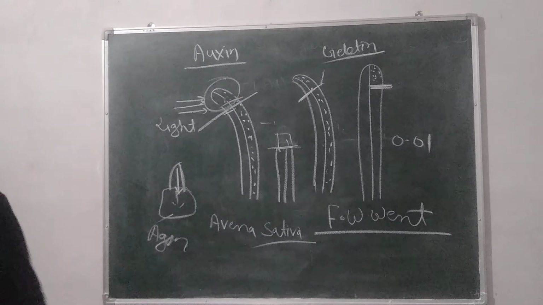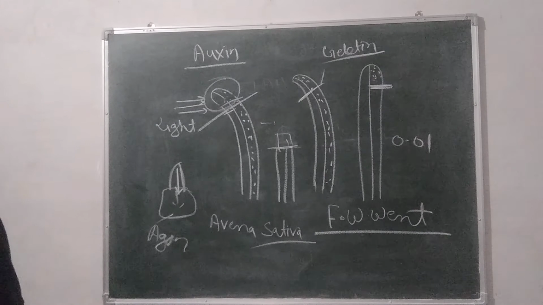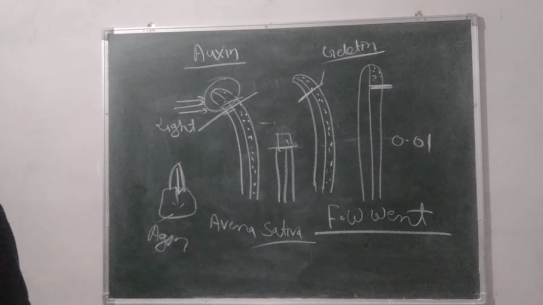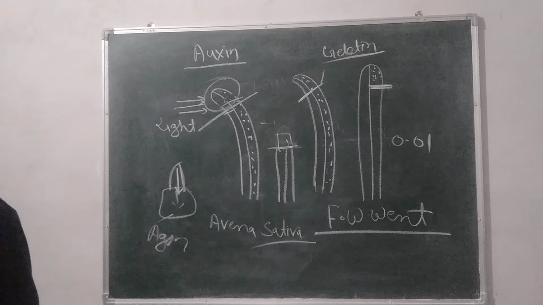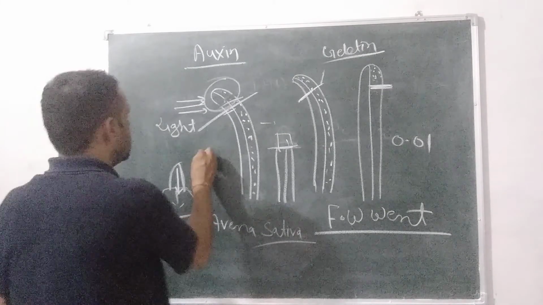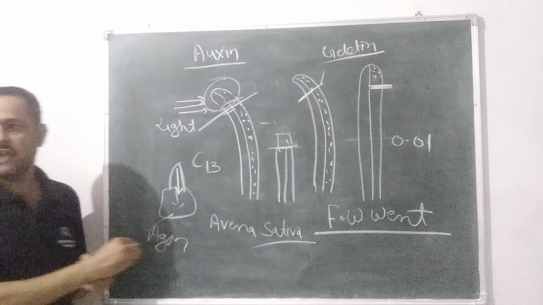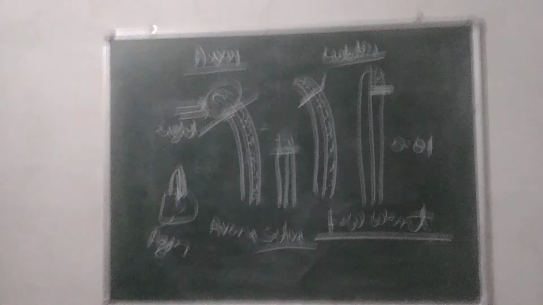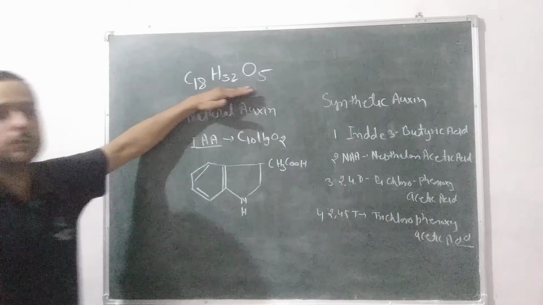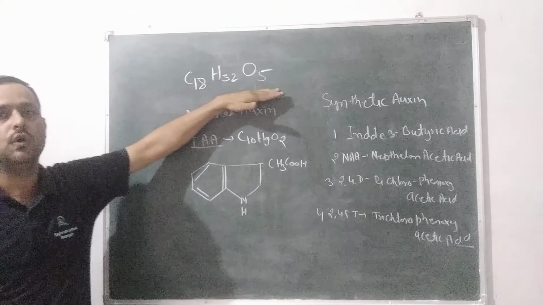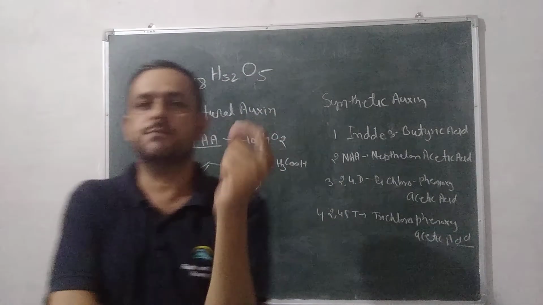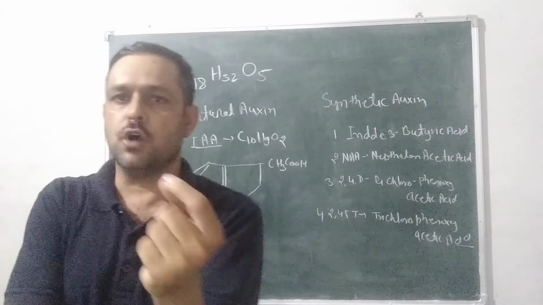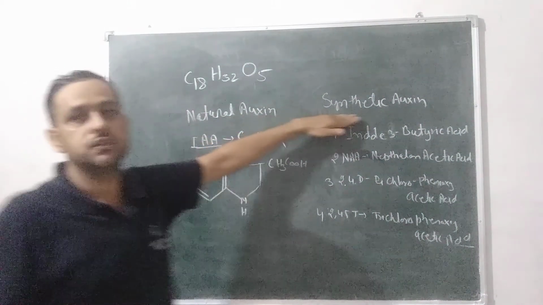Kogl named the substances which are capable of promoting curve in the coleoptile of Avena sativa auxin. Kogl and Haagen-Smit separated substances from the urine of human beings and named them auxin A, and the formula is C18H32O5. Now Kogl, Haagen-Smit gave two types of auxin, natural auxin and synthetic auxin.